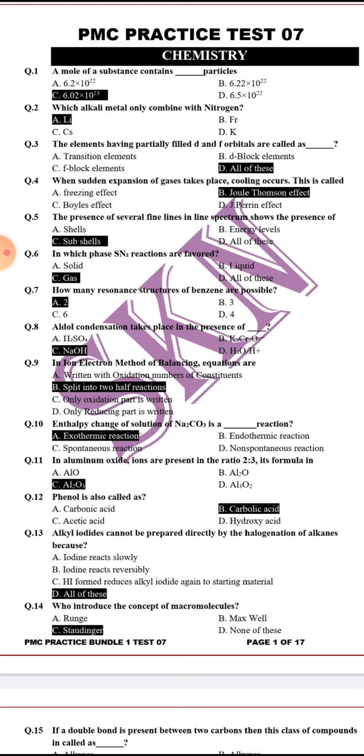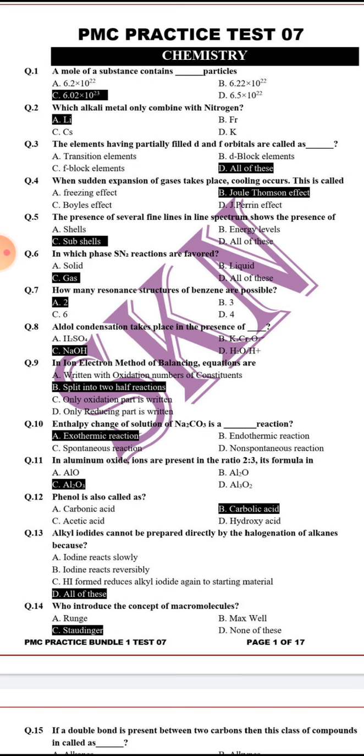Question number 10: the enthalpy change of solution of sodium carbonate, Na2CO3, is a dash reaction. We know that the enthalpy change for sodium carbonate is an exothermic reaction as the heat is released in this reaction. So the correct option will be alpha.